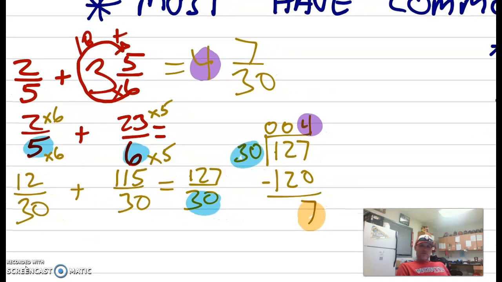I don't know if you can see. There you go. All right, so it's a lot of work for one problem. I get it. But if you break it down step by step, then it's not overwhelming.